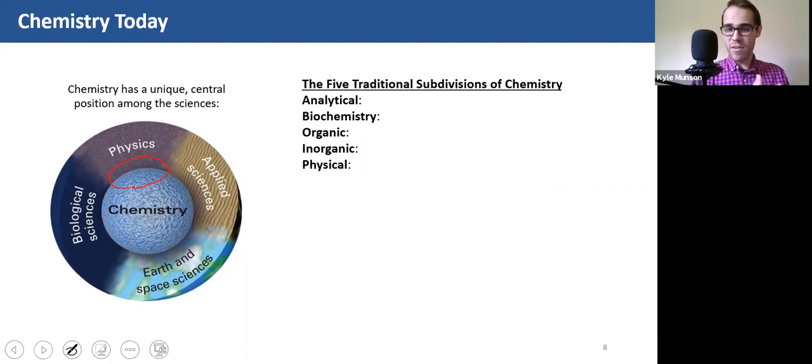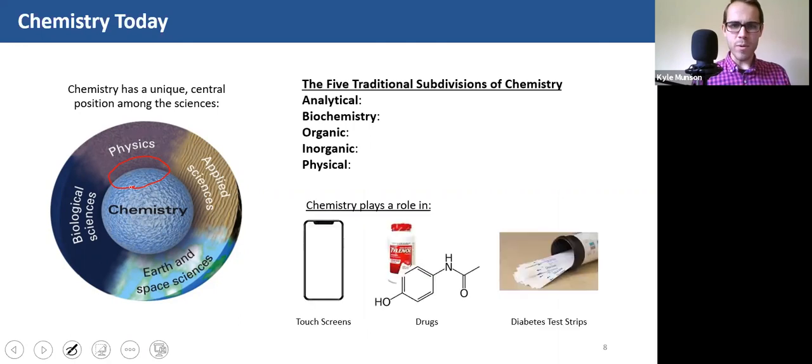That's my subdivision, and it shows you the broad scope of chemistry, that it's not just what we would think about with Lavoisier. It touches on a lot of different aspects and things that we use every day. For example, chemistry plays a role in designing touch screens, the material used in the touch screen of your cell phone. Certainly a chemist and a material scientist had to think about what went into the material required to make that device.